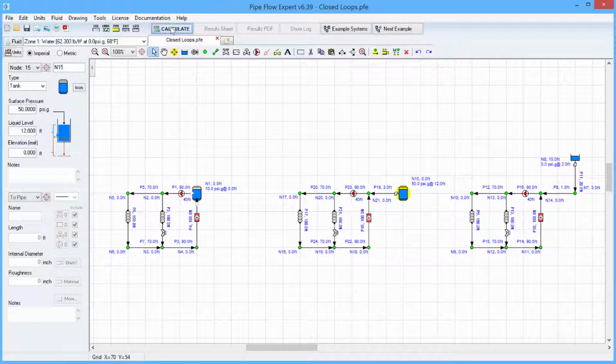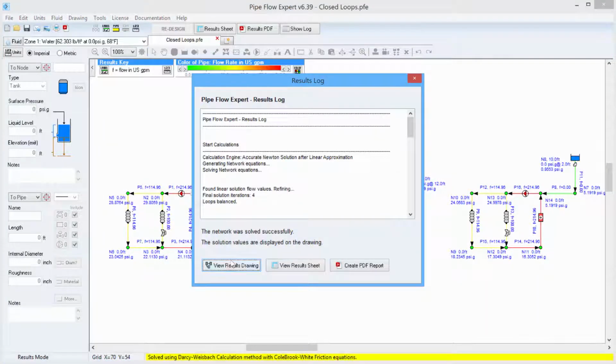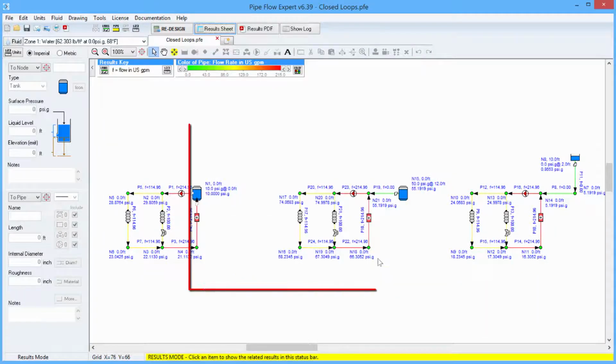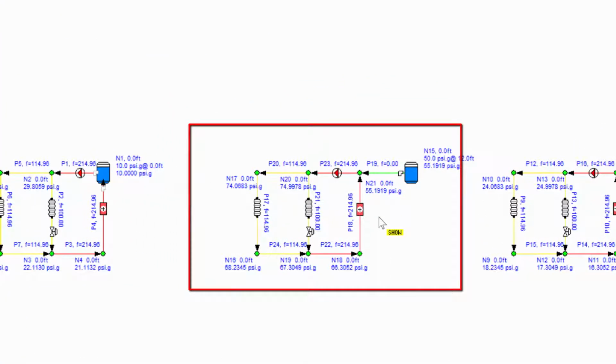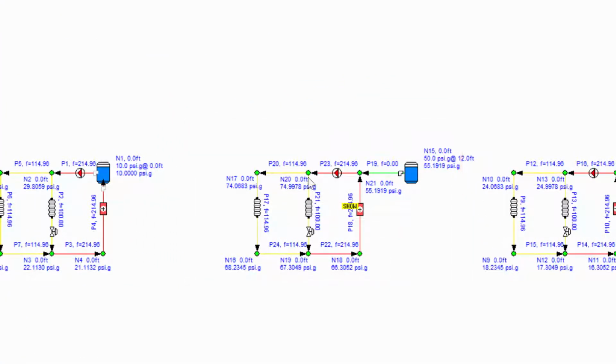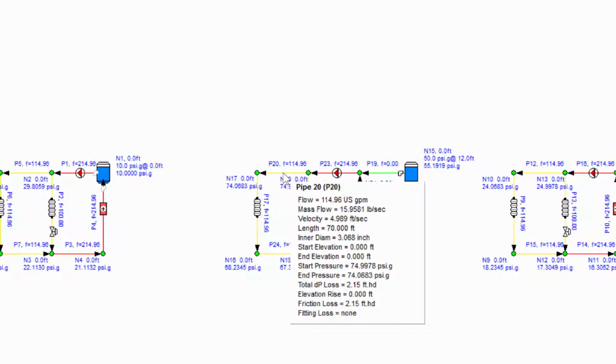Let's go ahead and solve these systems. Let's take model 2 as an example. We can see that the flow rate is 114.96 US gallons per minute.